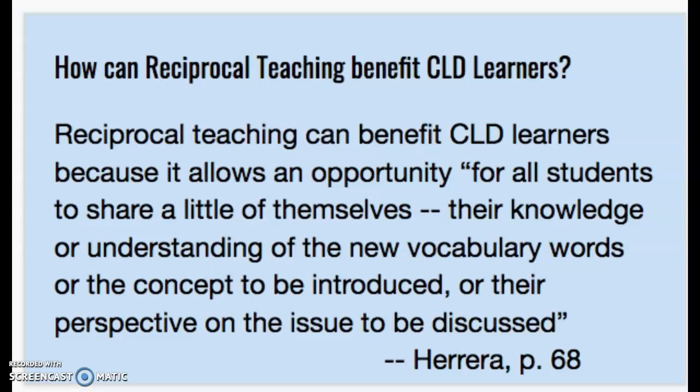Reciprocal teaching can benefit culturally and linguistically diverse learners because it allows an opportunity for all students to share a little of themselves, their knowledge or understanding of the new vocabulary words or the concept to be introduced, or their perspective on the issues to be discussed.